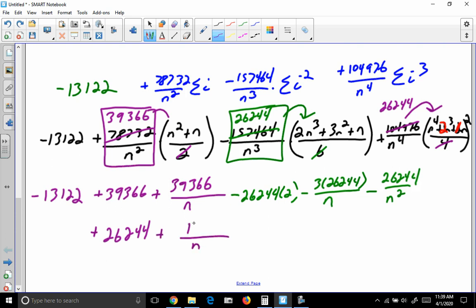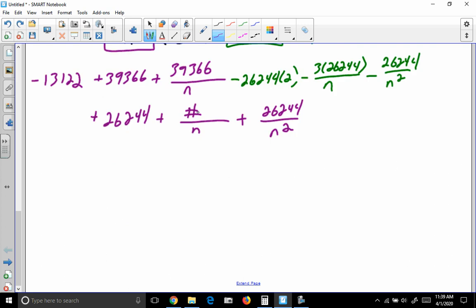So we're going to be left with some number over n, and I'm not really even at this point going to worry about what that number is. When we multiply here, that n squared is going to cancel two of those n's out, leaving us an n squared on bottom, and we're going to have 26,244 on top. Now you might say, why am I not concerned about that number? This is why.